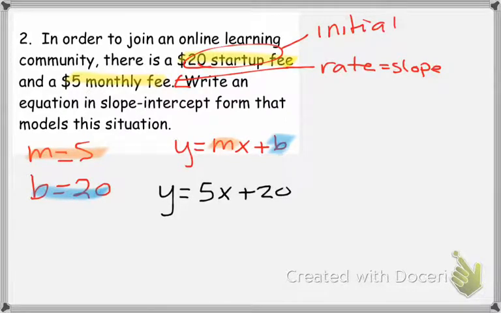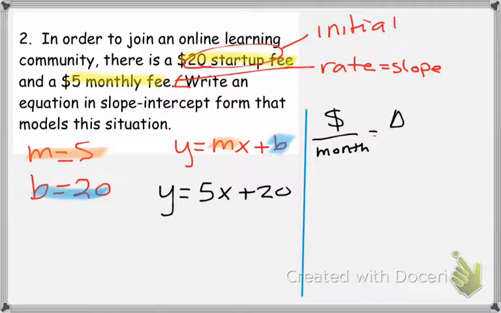And let's see what x and y mean. Okay, so we know the rate is $5 per month. So the money per month is going to be our change in y over our change in x. That's our slope, because remember, rate is equal to slope. Right? So here we can say that the y is going to be the cost, or the money, right? The cost, money. And the x is going to be the month that you're in.